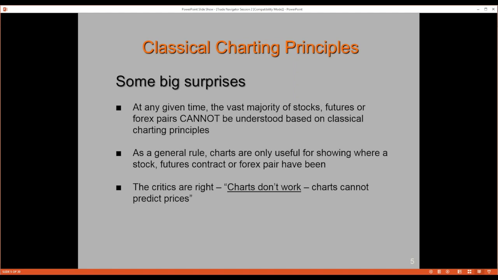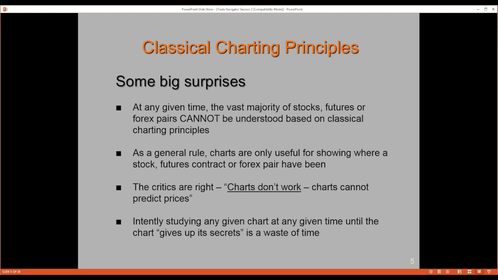Charts cannot predict prices. There's a usefulness to charts, and I hope to touch upon what that is. And again, coming back to it, intently studying any given chart at any given time until the chart gives up its secrets is a waste of time.